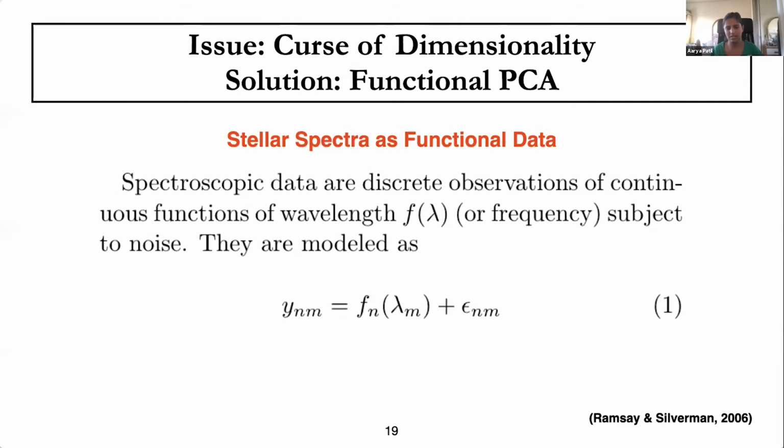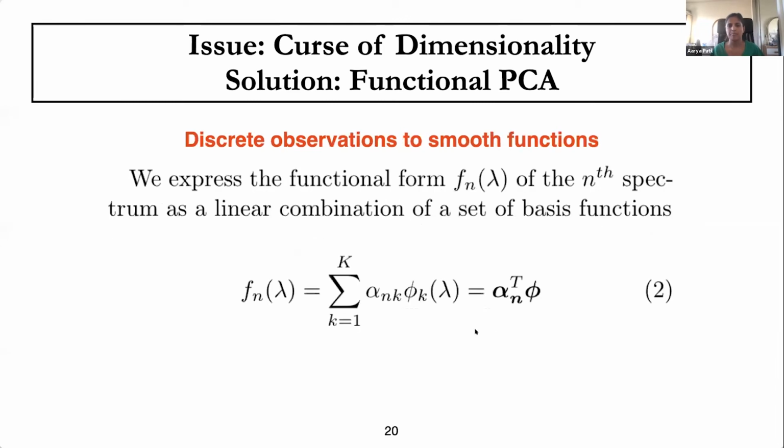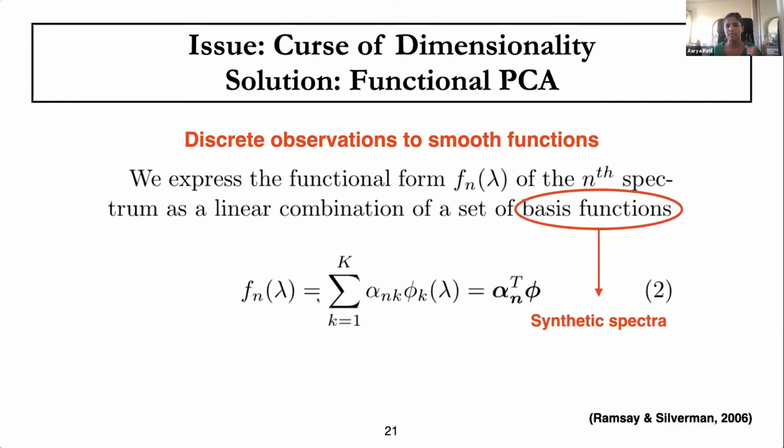And this is what we take here, which is that the Y and M is the discrete observations, and they come from this functional form of lambda plus some noise. And what we do is to go from discrete data to actually these functional continuous forms. We use a linear combination of a set of basis functions, where the basis functions are these phi k's, and find what the functional form for each and every spectrum is like.